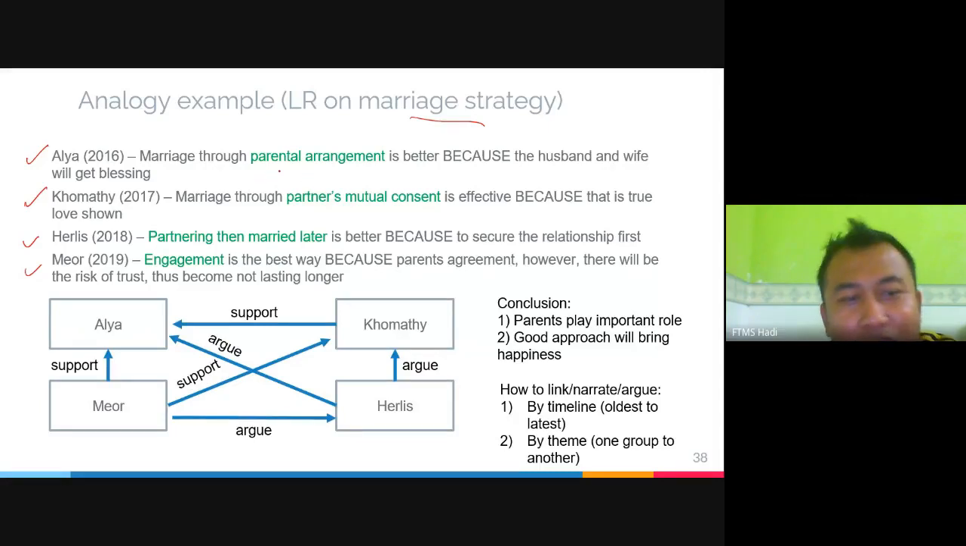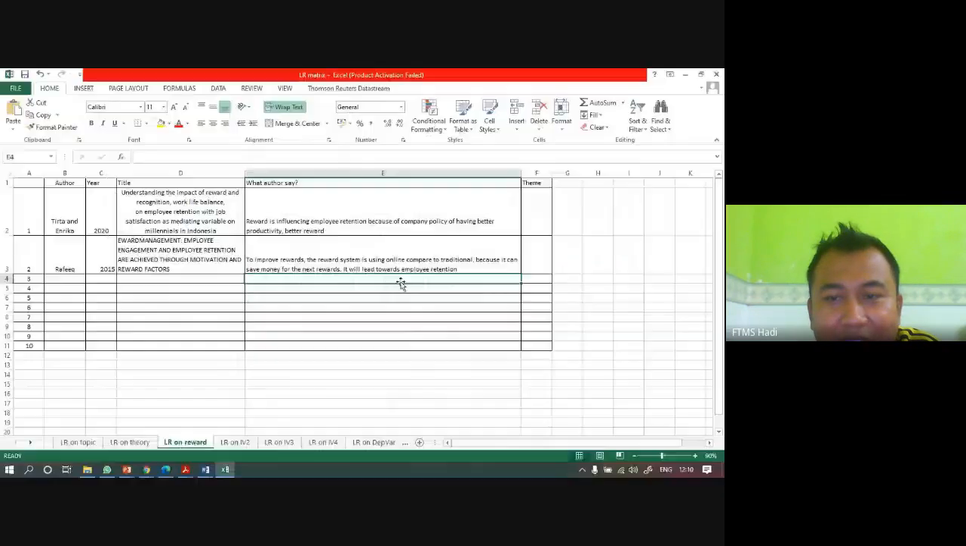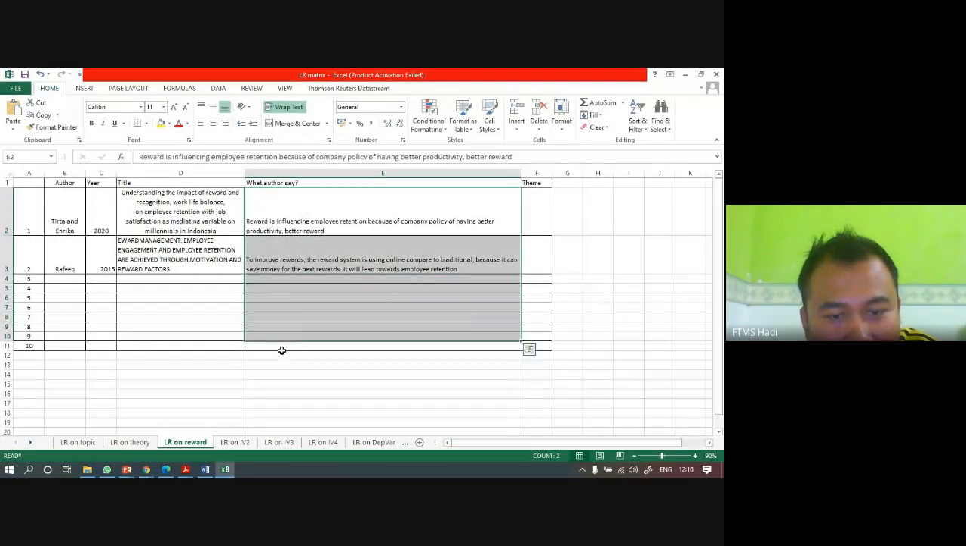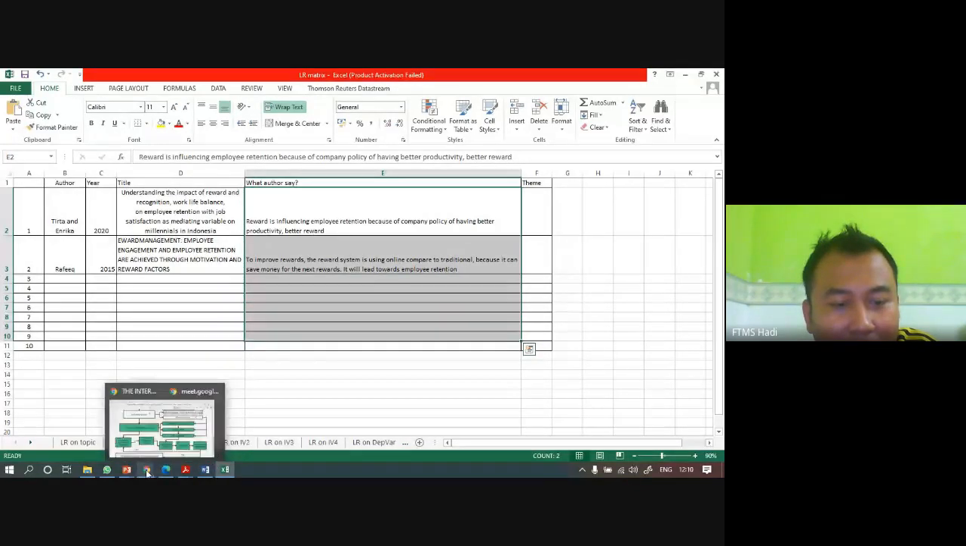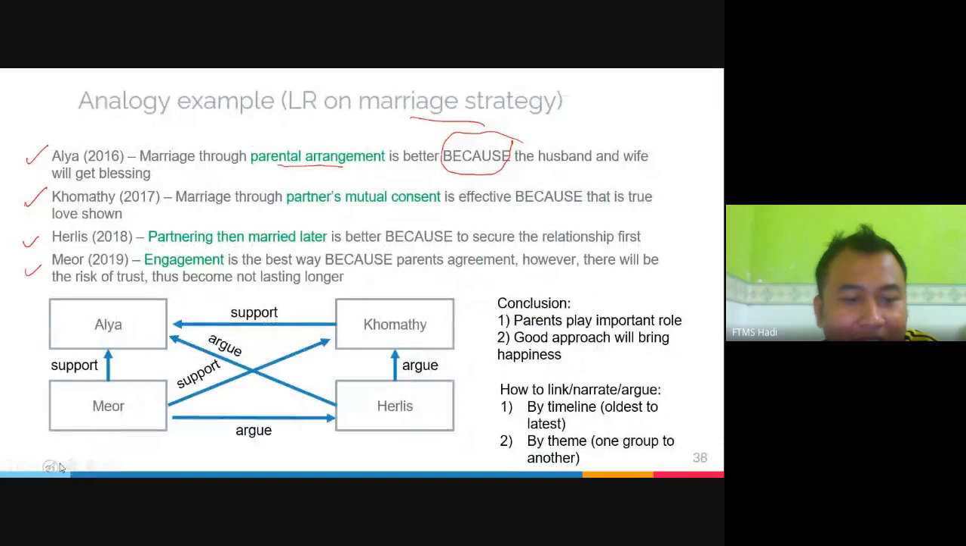Alia 2016 says that parental arrangement is better. That means the arrangement between the man's parents and the woman's parents, the agreement between one family and another family, is better because, you see, I put here because. Where do I get this? Remember, in the Excel, what the author says. From this you will analyze one by one to make better writing. Because husband and wife will get blessing. That is what Alia is talking about.